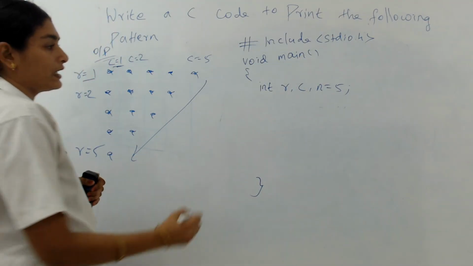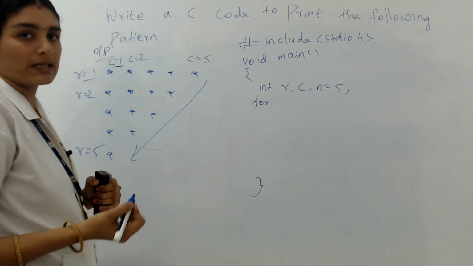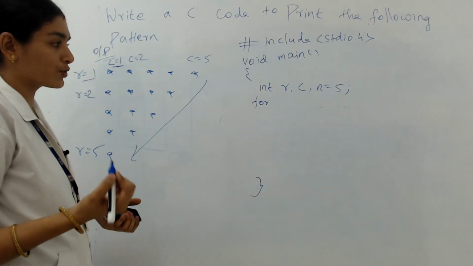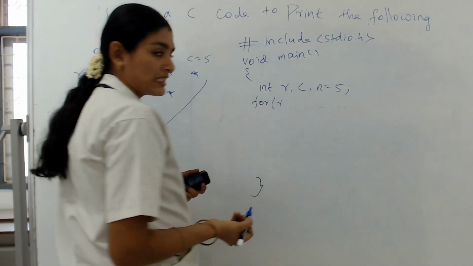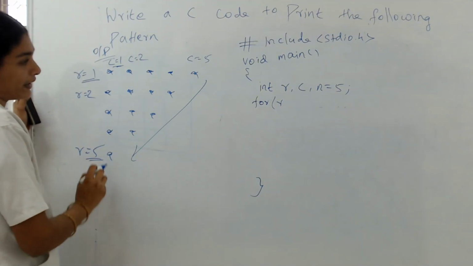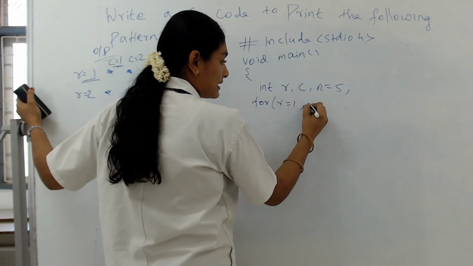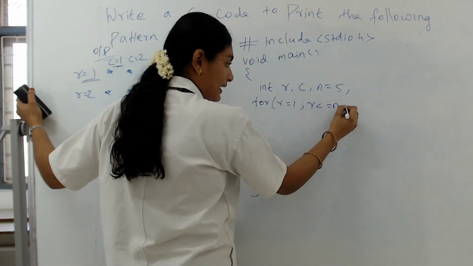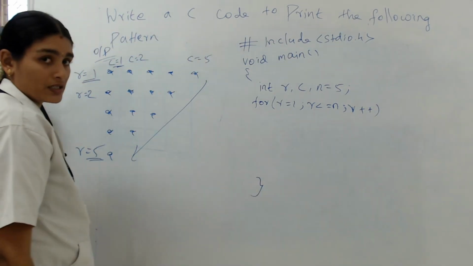Next step, writing the for loop as usual. The outer for loop is used to represent rows and the inner for loop is used to represent the column values. What is the first step? Initialization as usual. R value, starting value 1, ending value 5, which is equal to n. So r equal to 1. Next is the condition, r less than or equal to n. Next one is the incremental part, r plus plus. There is no change in the outer for loop.